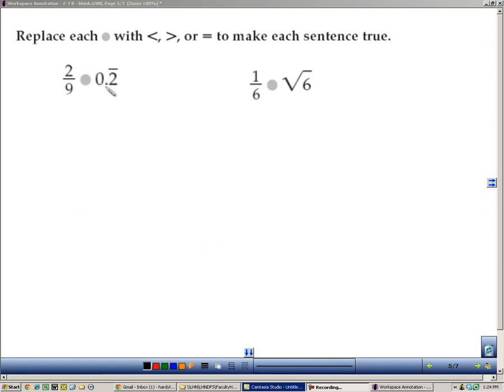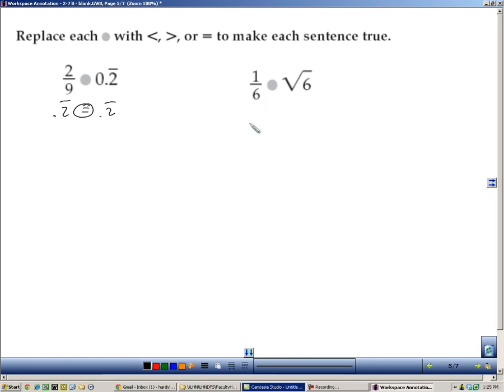Here we're going to compare two numbers, and we're going to replace the gray circle with one of these three symbols to make the sentence true. So the question is 2/9 compared to 0.2 repeating. Are they less than, greater than, or equal to each other? The only way to do this is to convert them into the same kind of number, and the easiest way is to take them and put them as a decimal. Well, if you plug 2/9 into a calculator, you're going to get 0.2 repeating. So the question we're asking ourselves is, how does 0.2 repeating compare to 0.2 repeating? Well, the answer is they're equal. So in this case, we'd put an equal sign in there.